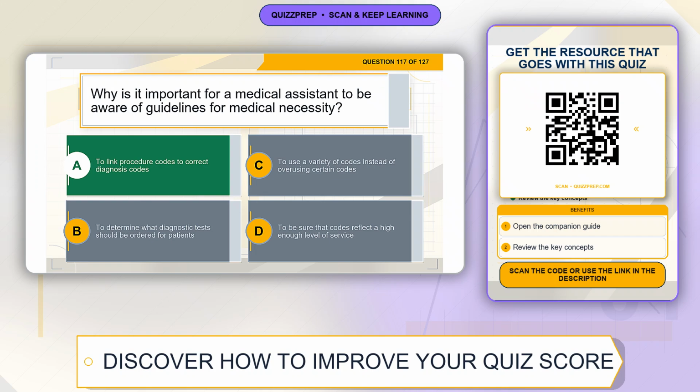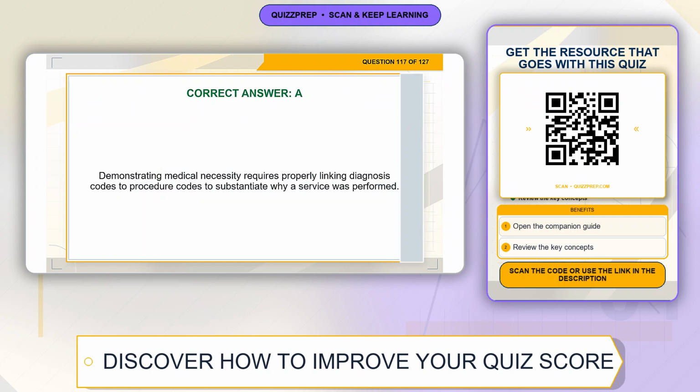To link procedure codes to correct diagnosis codes. Explanation. Demonstrating medical necessity requires properly linking diagnosis codes to procedure codes to substantiate why a service was performed.